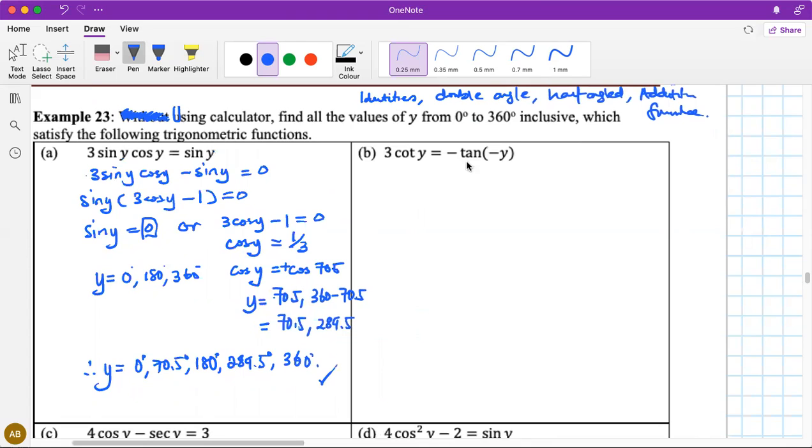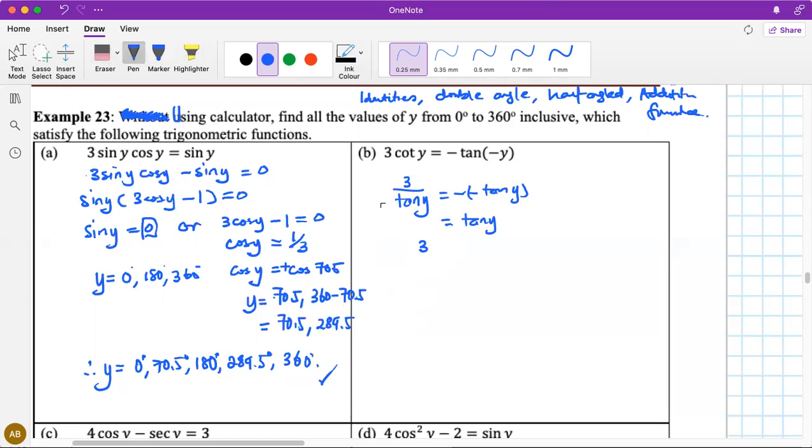B, all right, B, usually we will see which one is easier, right? I mean, cotangent we will change into 1 over tangent, because in calculator we only have tangent, cosine, and sine. Right? So 3 tangent y equals to negative tangent y. So it's negative tangent y. Okay, so it's positive tangent y. So right, so you get 3.